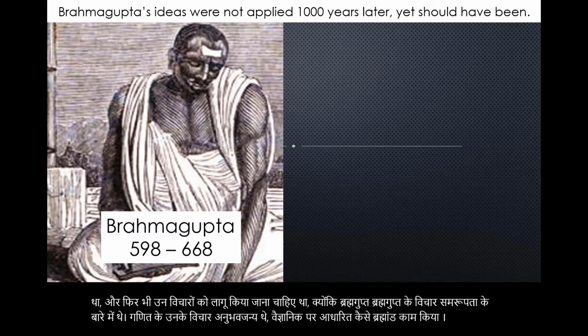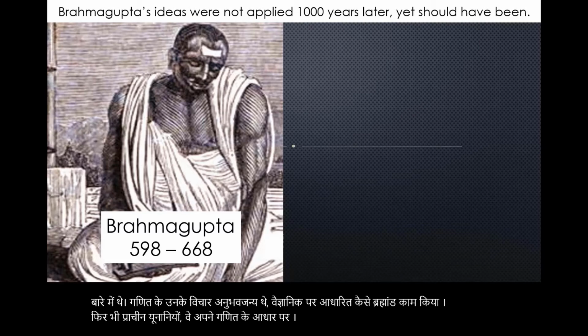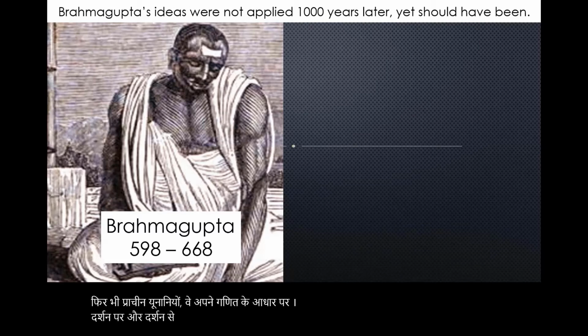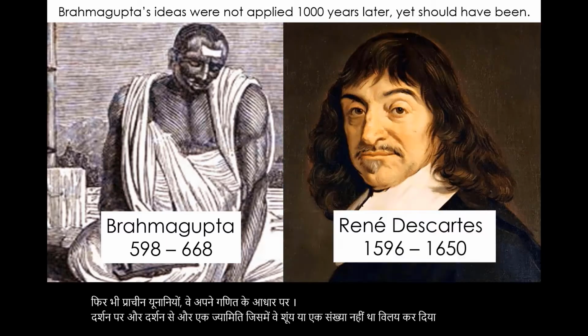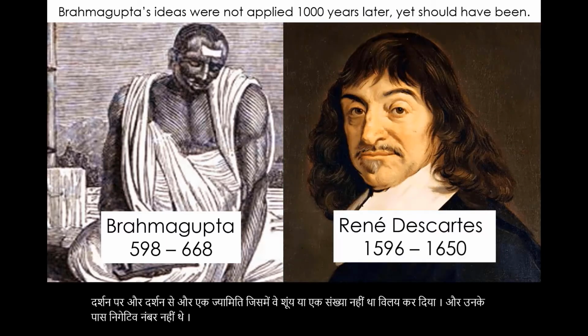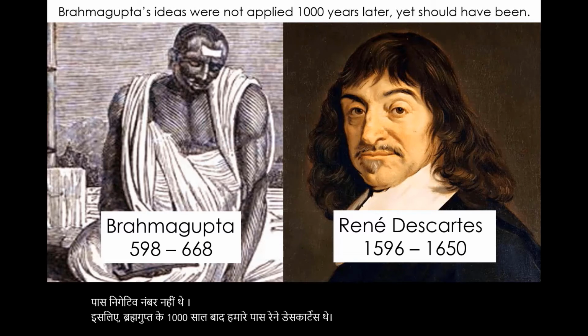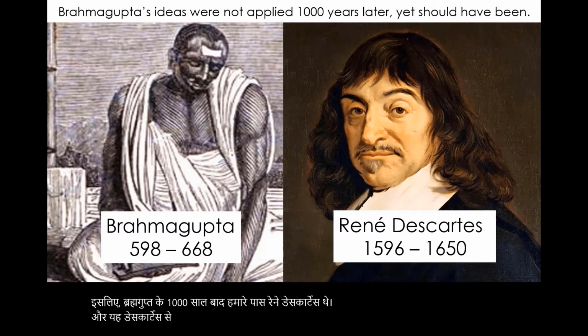Yet the ancient Greeks, they based their mathematics on philosophy, and from the philosophy emerged a geometry, in which they didn't have 0 or 1 as numbers, and they didn't have negative numbers. So 1,000 years after Brahmagupta, we had René Descartes. And it's from Descartes that we have the Cartesian plane today. And yet the Brahmaguptan plane is superior.